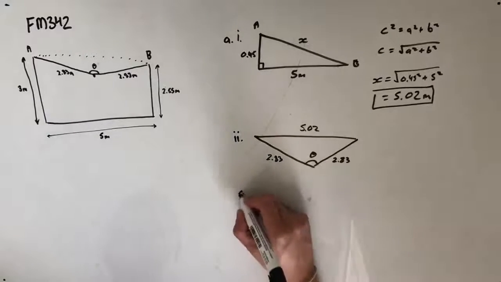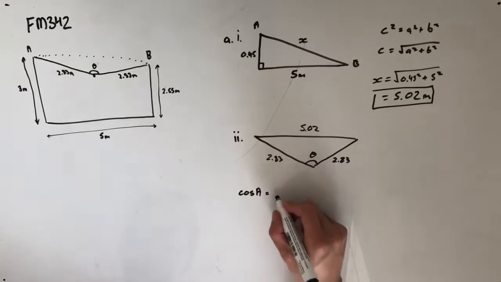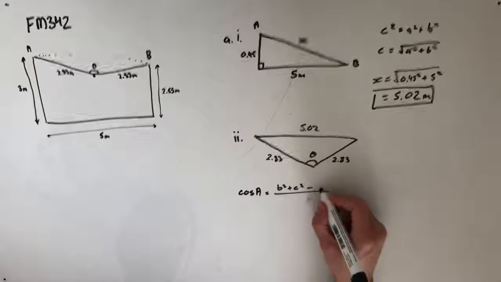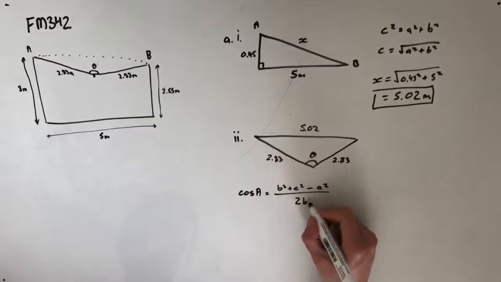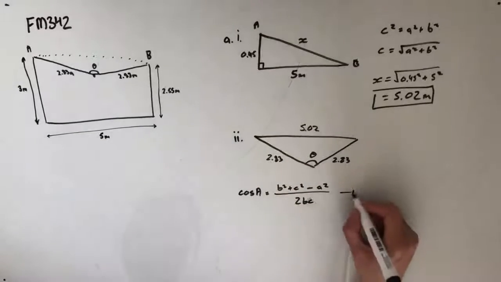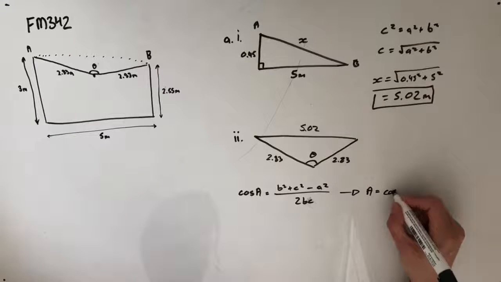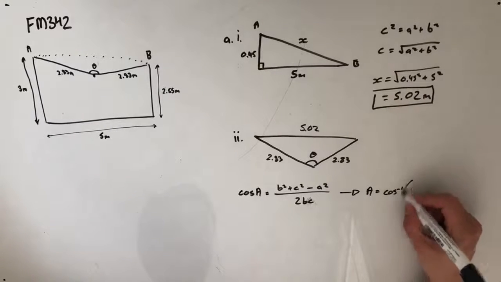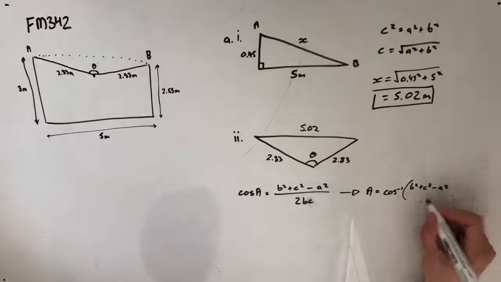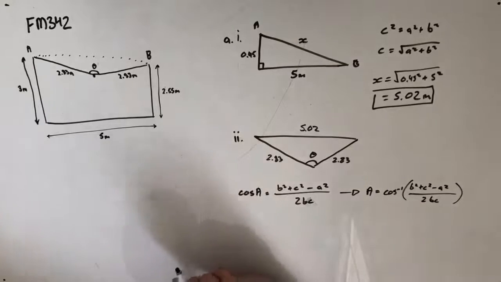So the stock standard version is cos of A should be equal to b squared plus c squared minus a squared all over 2bc. Rearranging this a little bit, we get A is equal to cos -1 of b squared plus c squared minus a squared all over 2bc, like that.